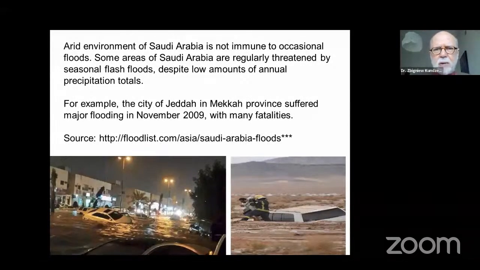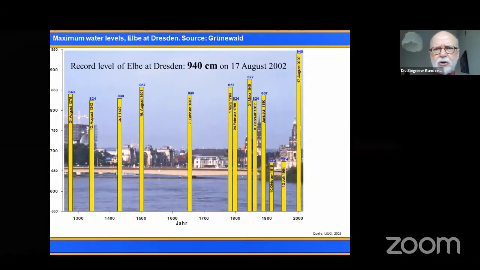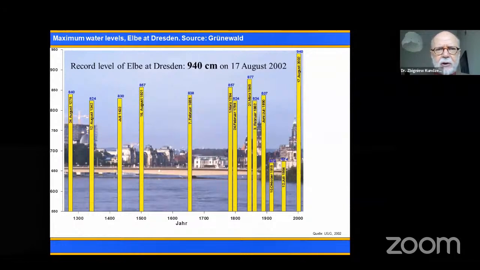There is a lot of information about Saudi Arabia floods in a flood list portal, where you can find also photographs. Now, an illustration coming from Central Europe, from Dresden in Germany. There have been many floods there since the Middle Ages. The first column that you see to the left represents an event of summer 1275. But relatively recently, in 2002, we had the highest river level ever observed.